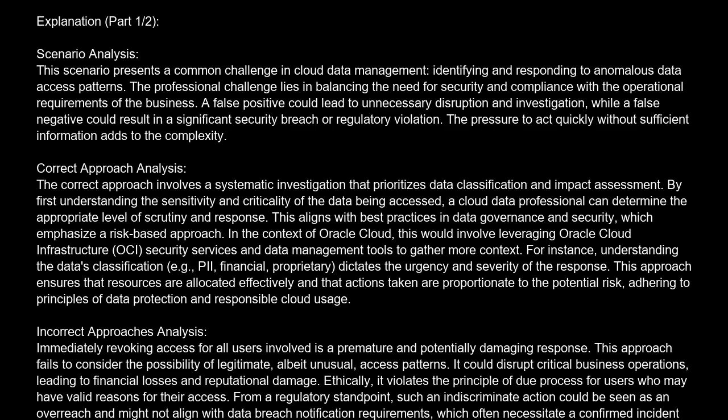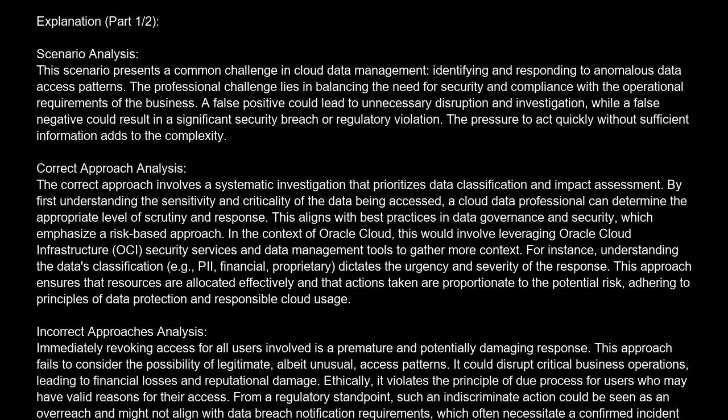This aligns with best practices in data governance and security, which emphasize a risk-based approach. In the context of Oracle Cloud, this would involve leveraging Oracle Cloud Infrastructure, OCI, security services and data management tools to gather more context. For instance, understanding the data's classification, e.g., PII, financial, proprietary, dictates the urgency and severity of the response. This approach ensures that resources are allocated effectively and that actions taken are proportionate to the potential risk, adhering to principles of data protection and responsible cloud usage.